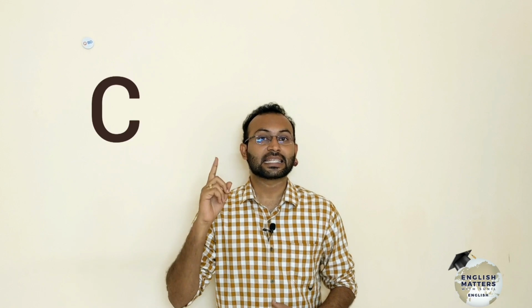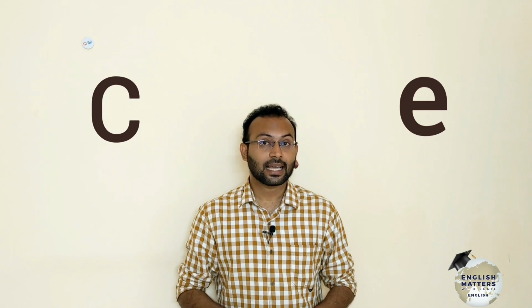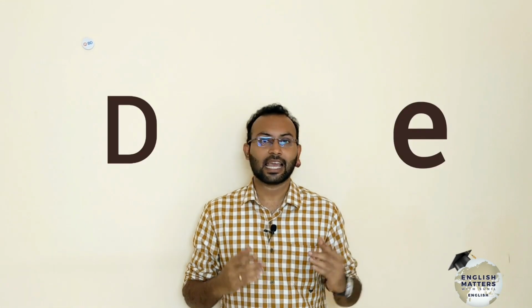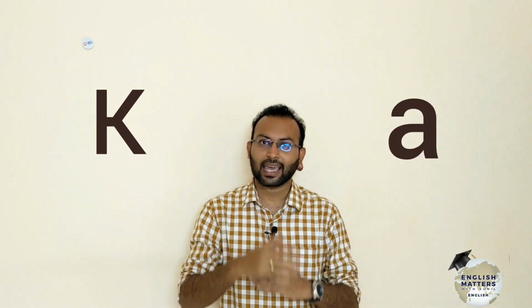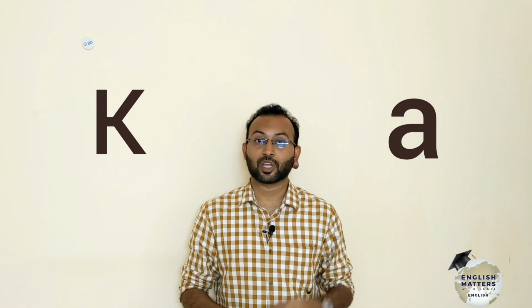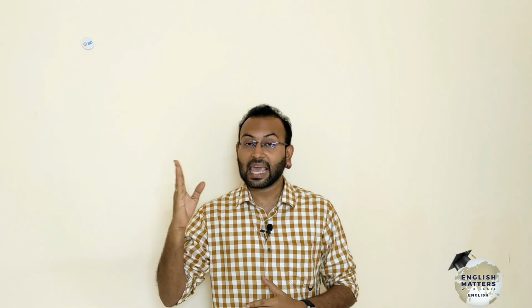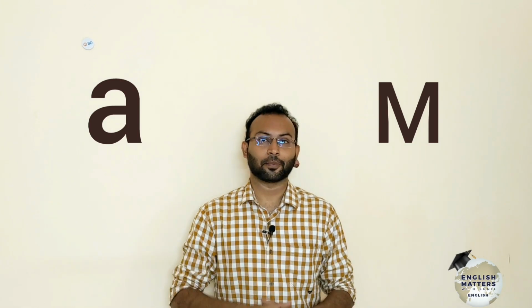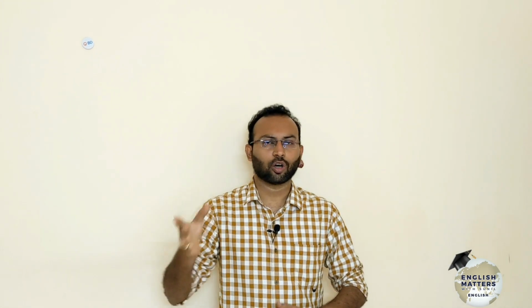The next one. C. S. E. C. Okay. Again, it's depending on E, which is a vowel. D. E. D. K. A. K. See, the letter K is depending on A. M. A. N. N. A and N. M. See, all the consonants, they definitely depend on one or the other vowel.